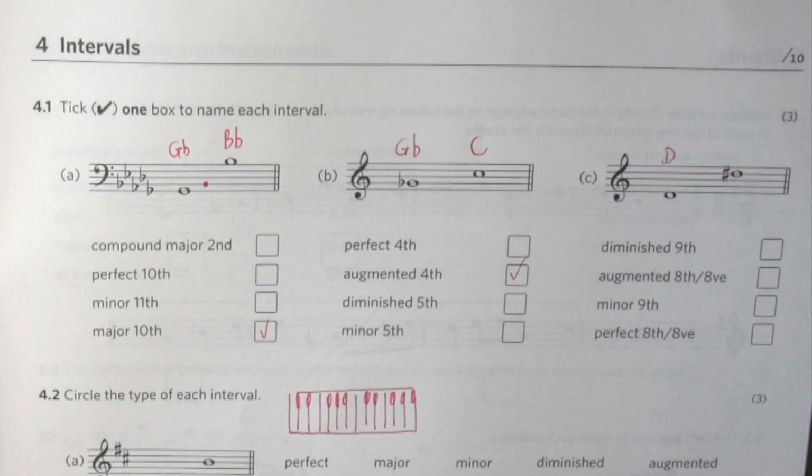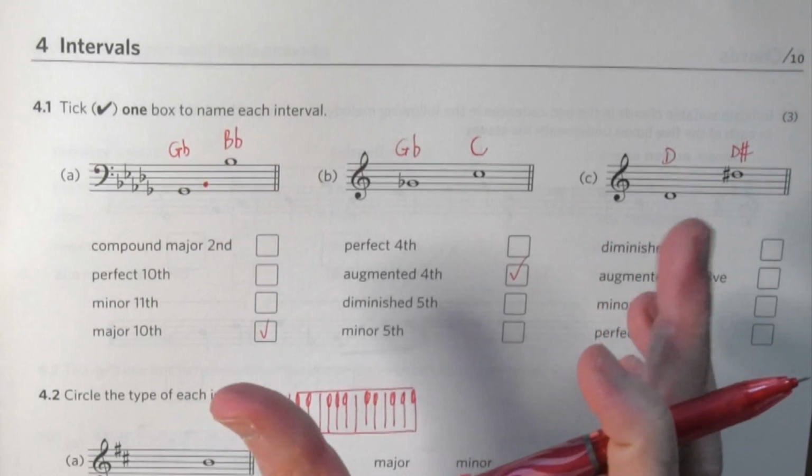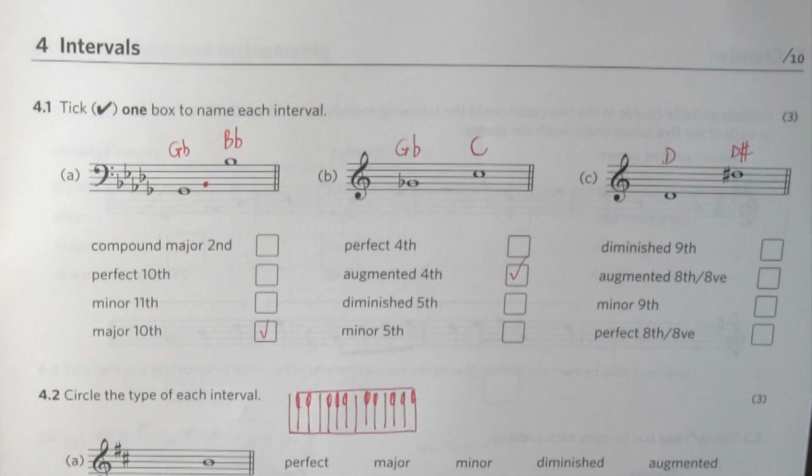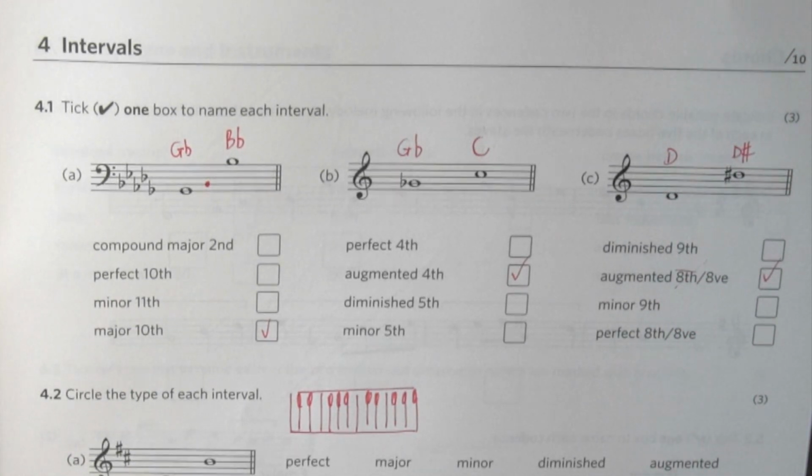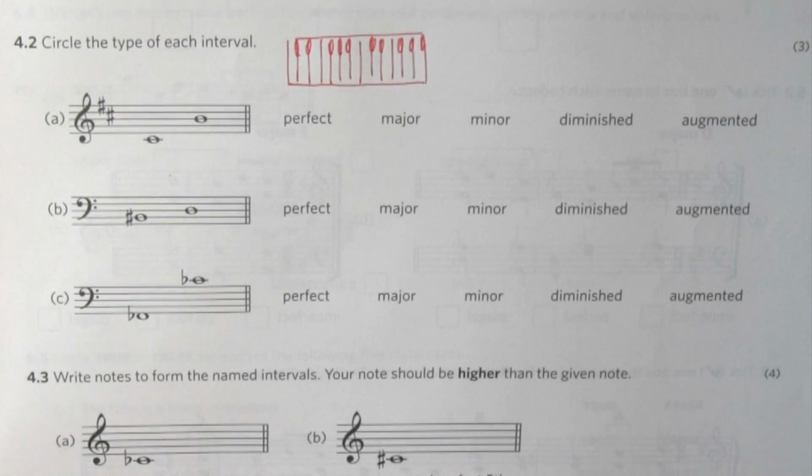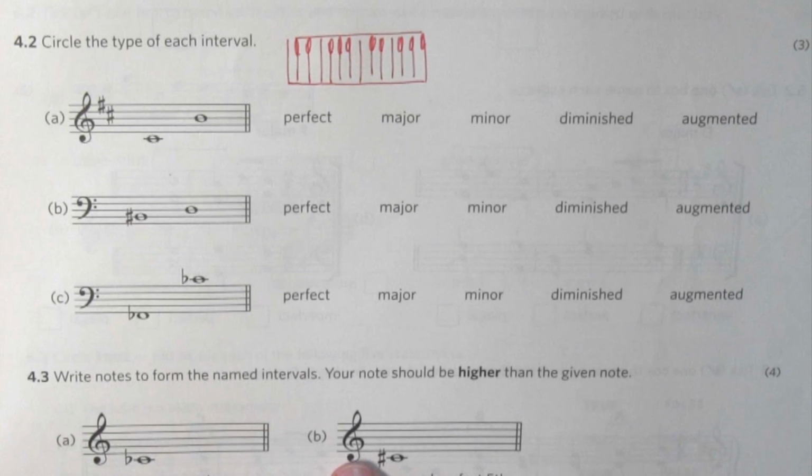Last one. We have D and D sharp, and this is my favorite. It's not a perfect octave, it's slightly bigger, so it's augmented. I love this, augmented octave. I don't know why they say eighths, it doesn't exist, but anyway, it doesn't matter. Question 2. In this question, we need to do the same as before, but we just need to circle the type.